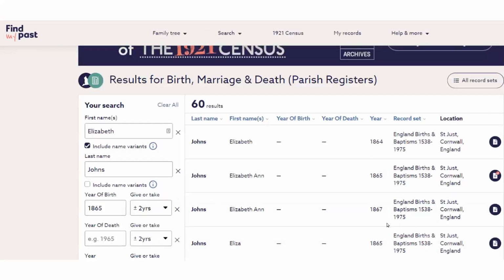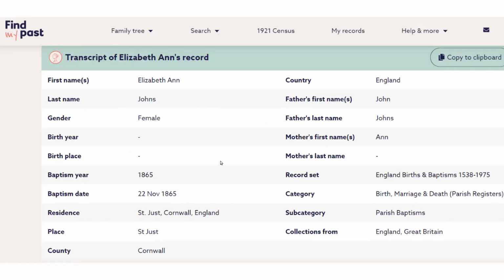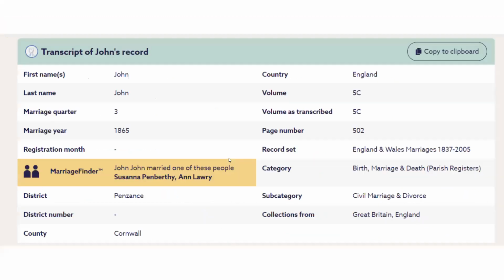If you remember, there was a second Elizabeth Ann here. She doesn't have the same parents, of course, so we know that this is the right one. And then finally, we're looking for a marriage between John Johns, and note here, it's recorded as John John, okay? And he is recorded in the 3rd quarter of 1865, okay?